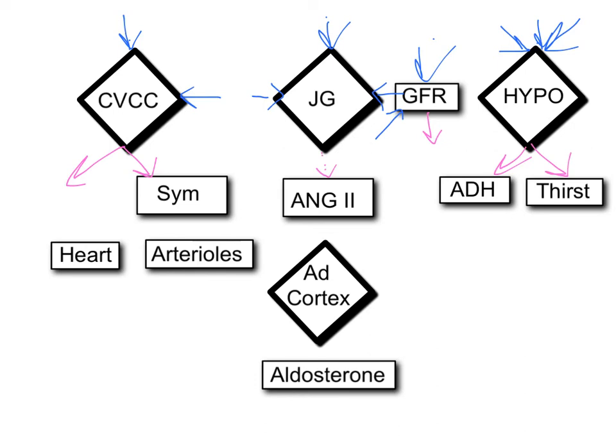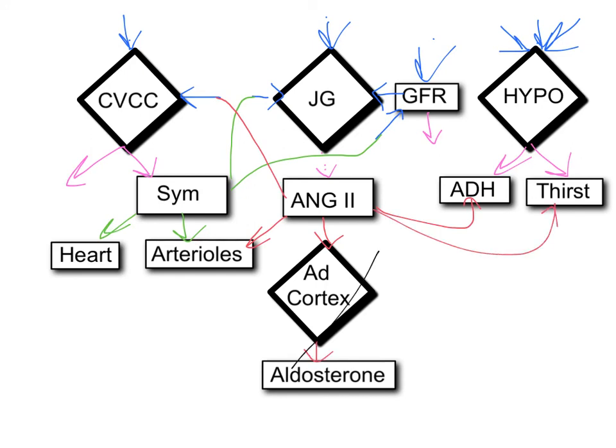So, sympathetic goes to the heart, goes to the arterioles, hooks up with the JG, and hooks up with the GFR. Now we're going to go to angiotensin 2, and it hooks up with the cardiovascular control center, with the arterioles, with the adrenal cortex, with the ADH, and with thirst, and then just putting that little arrow there, remembering that this whole thing here is inhibited due to the increase in osmolarity.